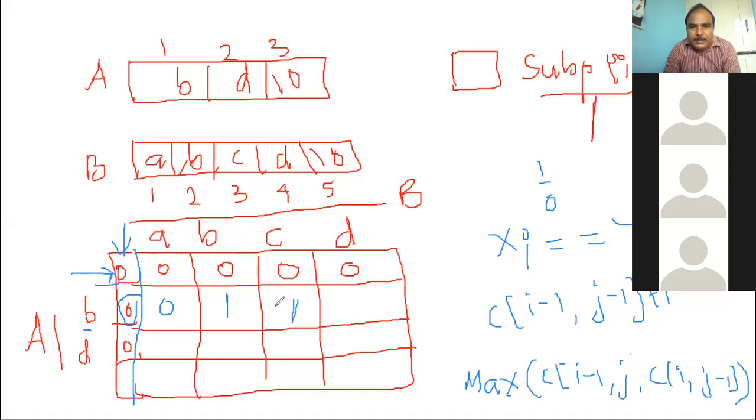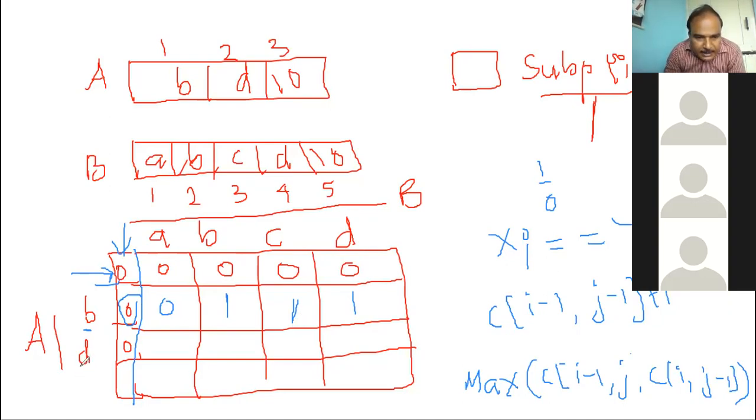So next, again, B is compared with the D. Is it a match? No, sir. So then what to do? You should take the maximum among the previous column and previous row values. So 0, comma, 1, the maximum is 1. Is this row understood? Yes, sir. Very nice.